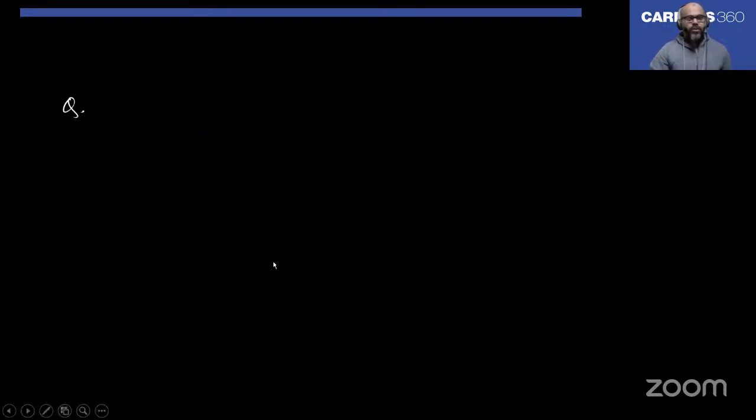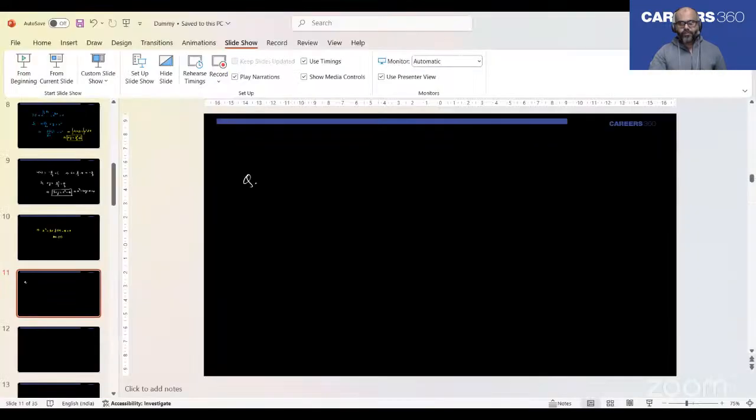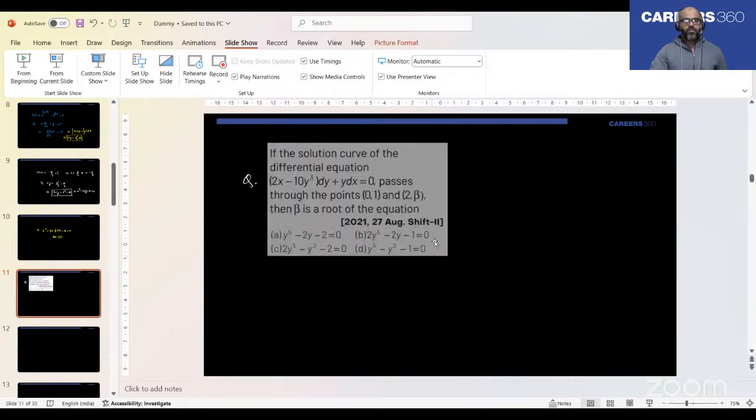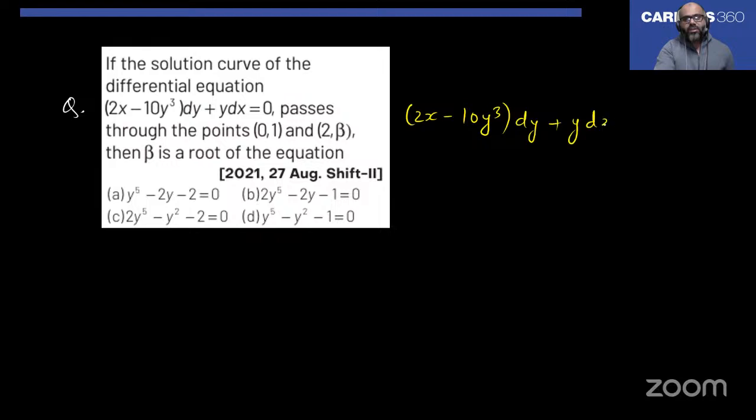Let us come to the next question. If the solution curve of the differential equation (2x minus 10y cube) dy plus y dx is equal to 0 passes through the point (0, 1) and (2, beta), then beta is the root of the equation. What is the correct answer?